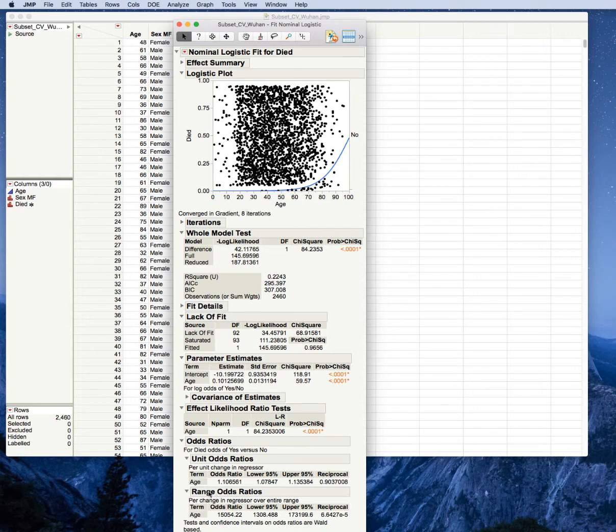What you really want to look at here is the unit odds ratio. And so for every 1 year older, the odds of dying are 1.1 times increased. And here is our confidence bound on age, and you can see it does not include 1, and that is reflective of our p-value as well. So age is statistically significantly related to dying from coronavirus in people that have tested positive.